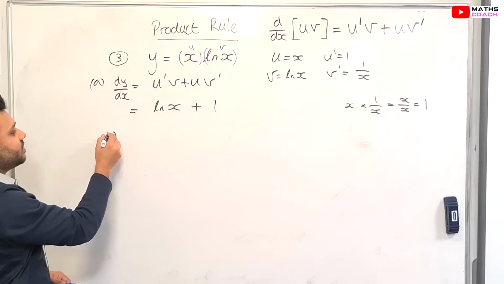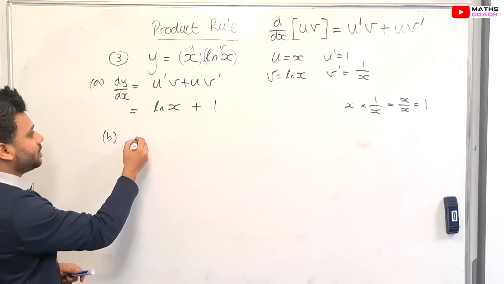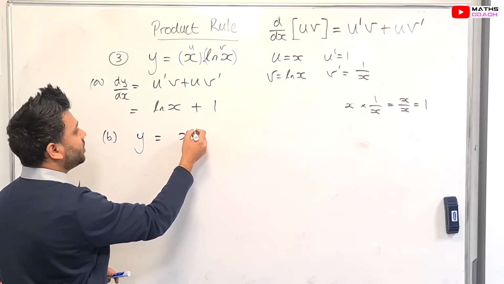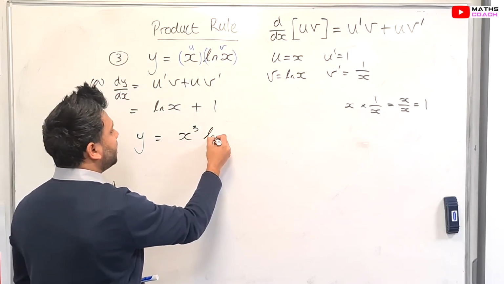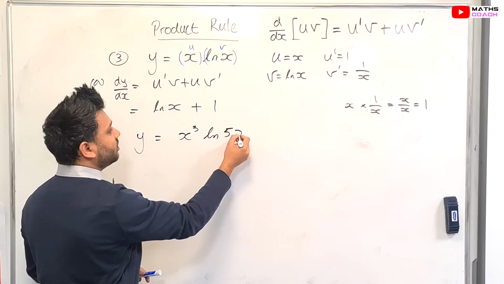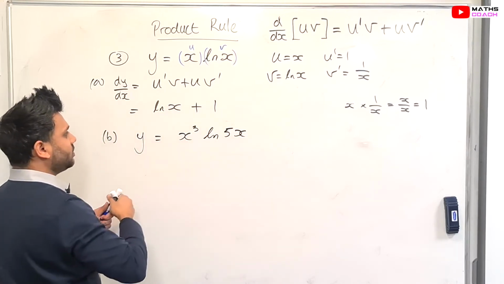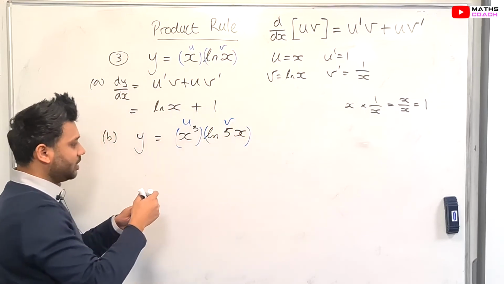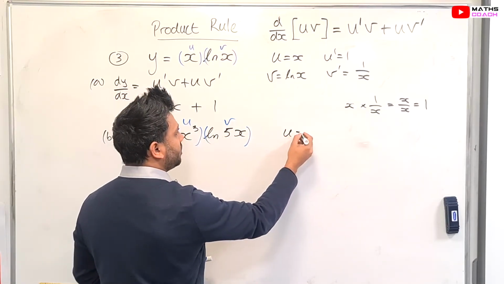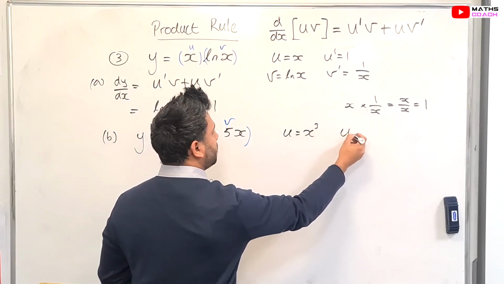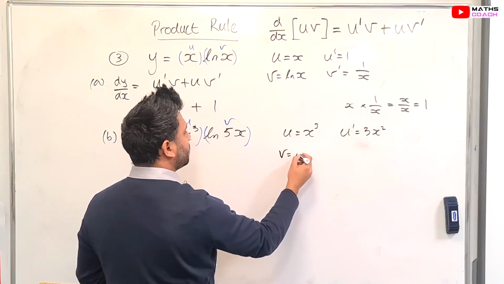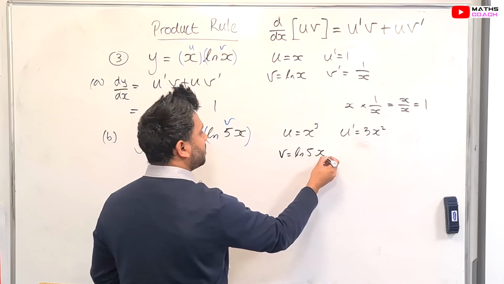Let's look at a different variation of the same type of question. So y equals, let's say, x to the power of 3 times ln of 5x. So this is our u, and this is our v. So we have u equals x cubed, so u dash equals 3x squared. v equals ln of 5x.